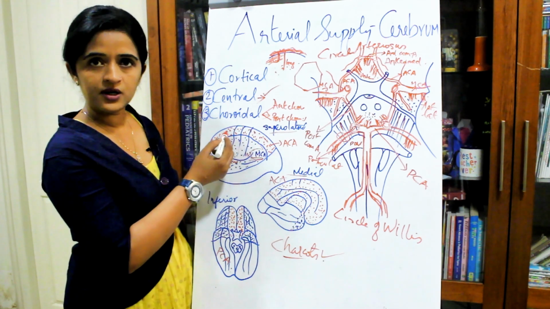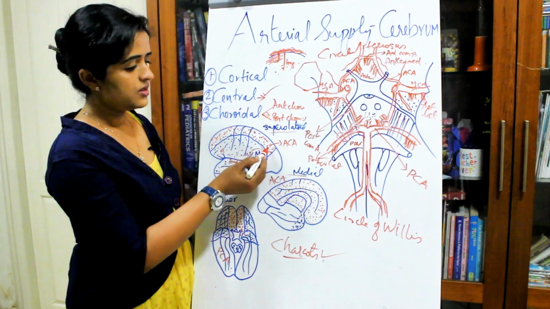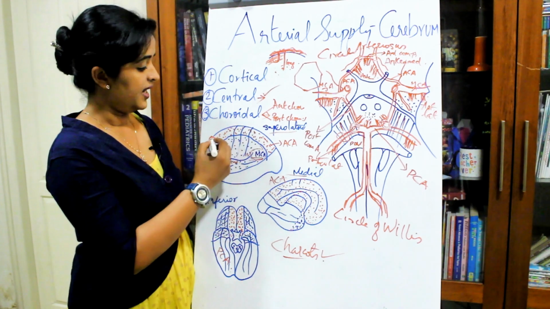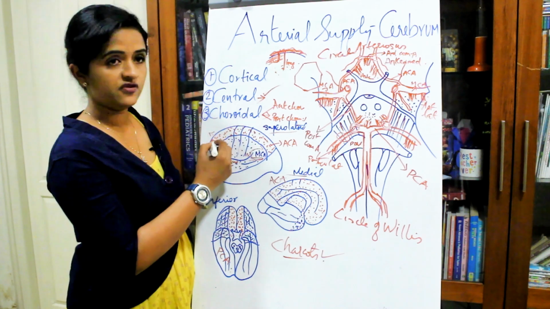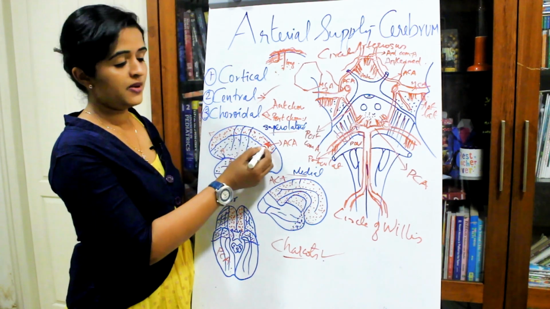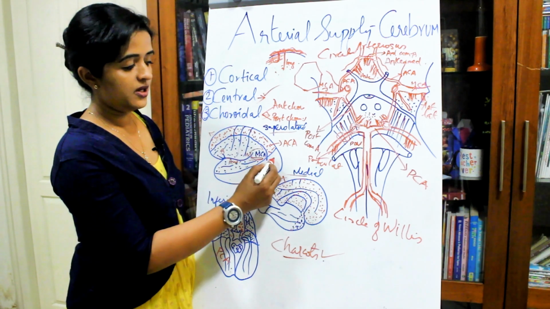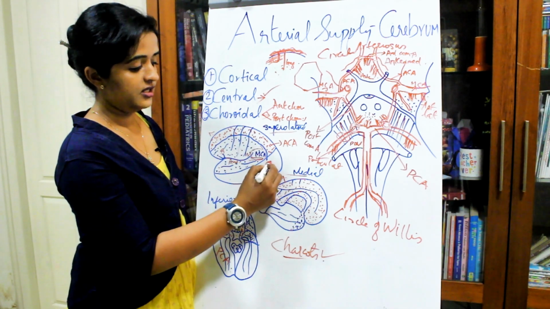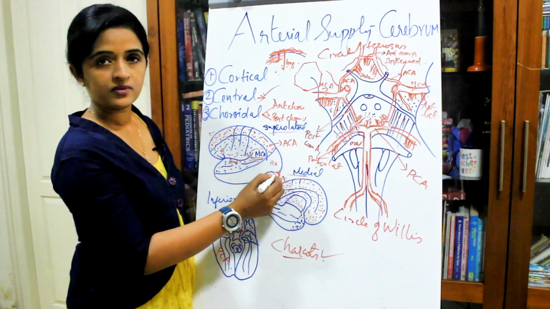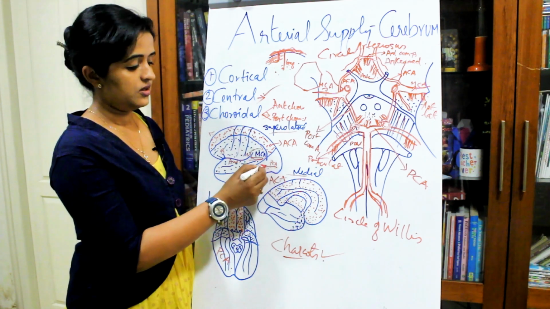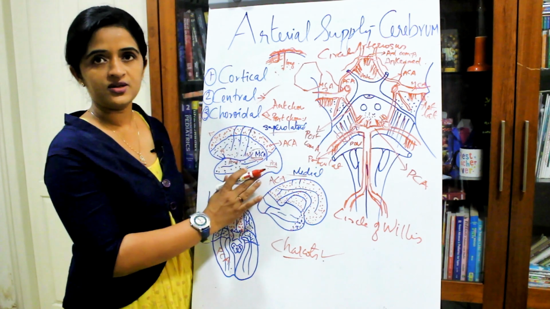What about the anterior cerebral artery on the superolateral surface? This supplies a thin rim towards the superomedial border, supplying some region of the frontal lobe as well as the parietal lobe. What about the posterior cerebral artery? The posterior cerebral artery mainly supplies the occipital cortex, that is, the visual cortex is mainly supplied by the posterior cerebral artery. That is about the superolateral surface.